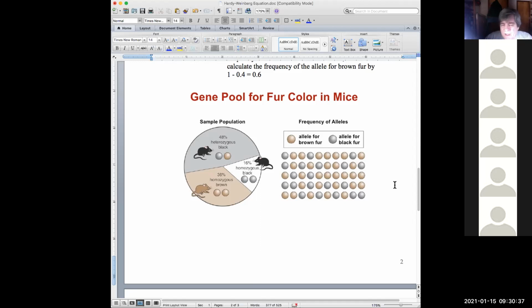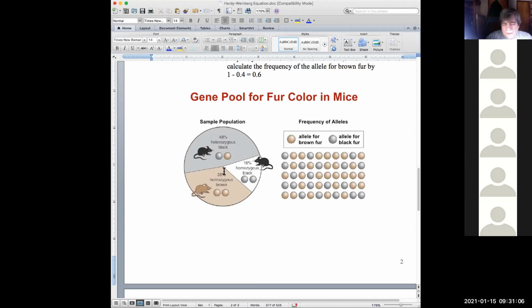Now, going back to what I said earlier, the first allele that we're going to figure out is the recessive allele. We're going to look at individuals with the recessive phenotype. We're going to figure out the recessive allele. And then the way we're going to figure out the dominant allele is 1 minus the recessive allele. And that's because of what we said earlier.